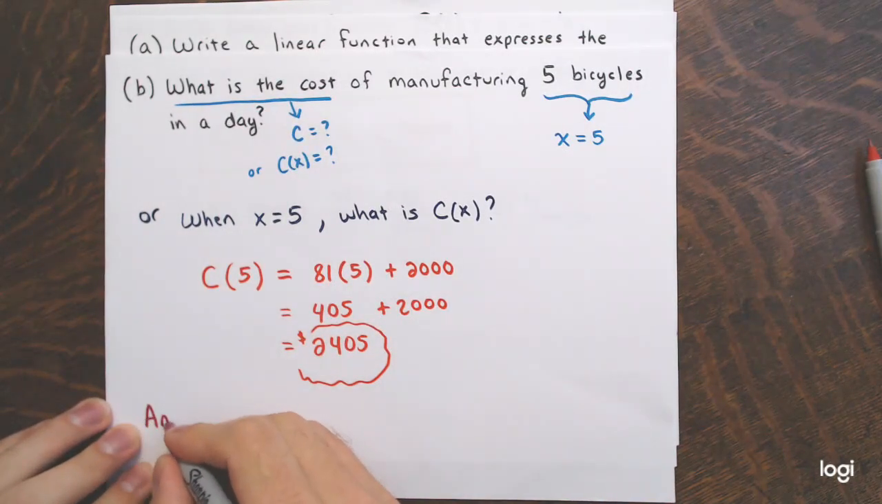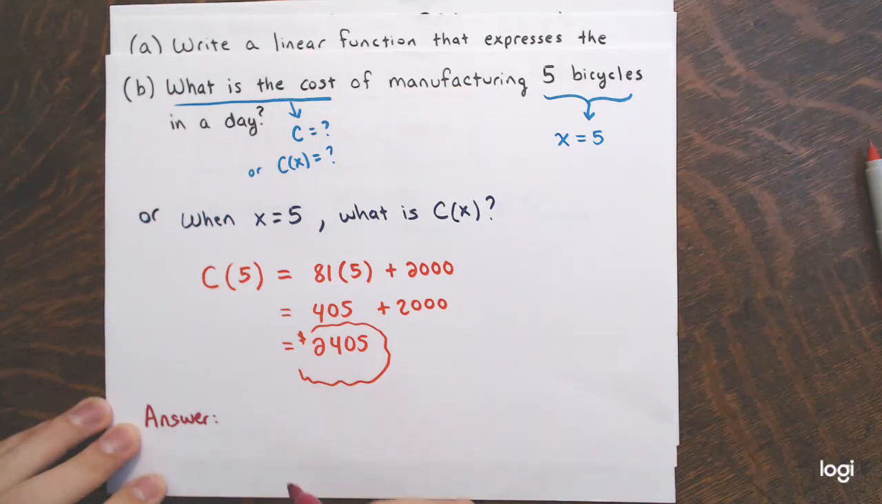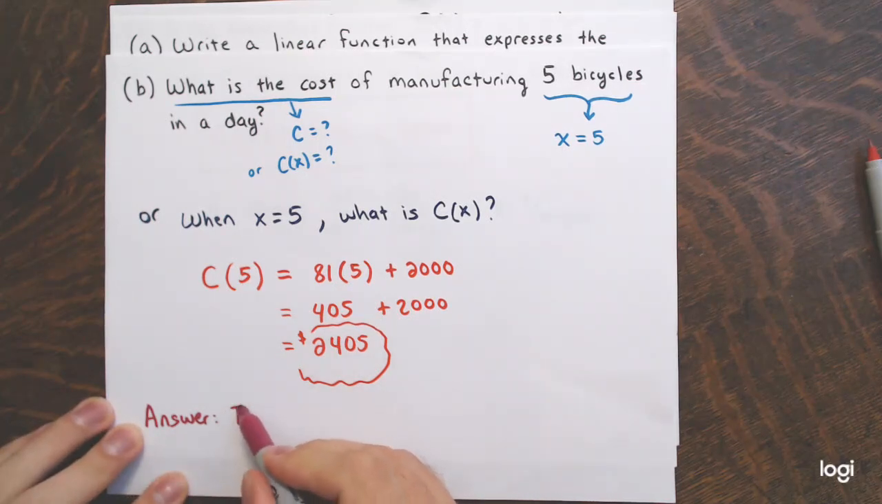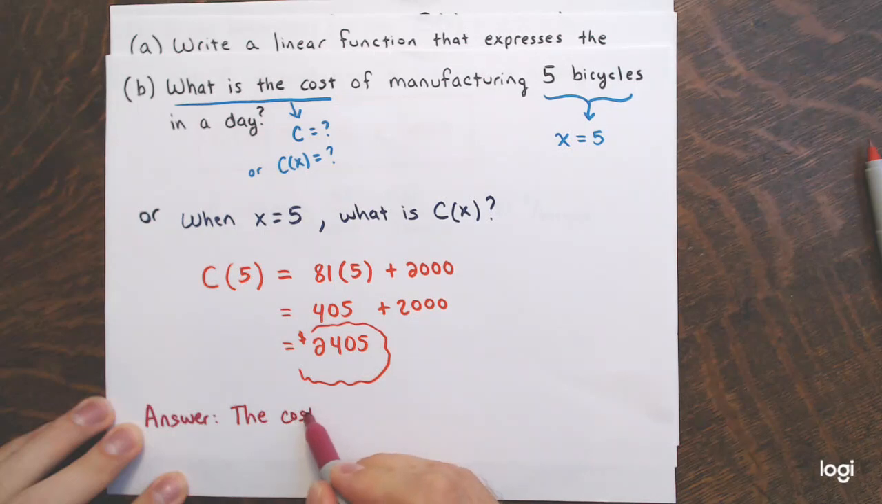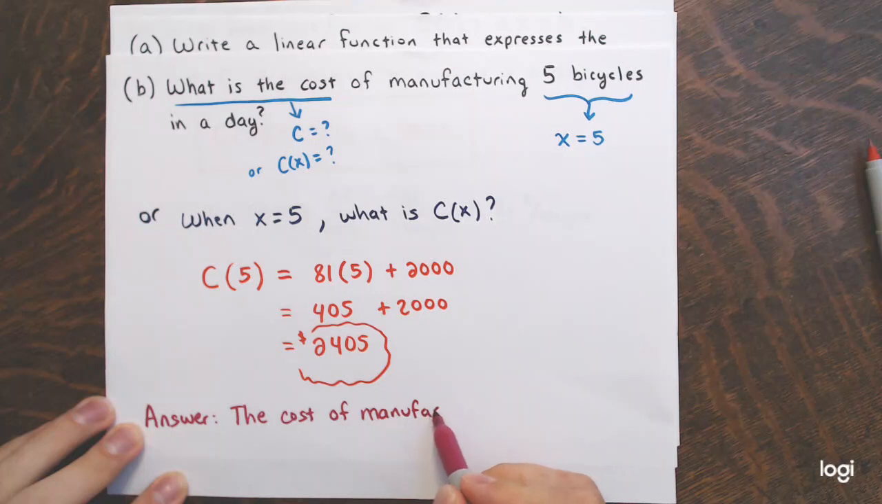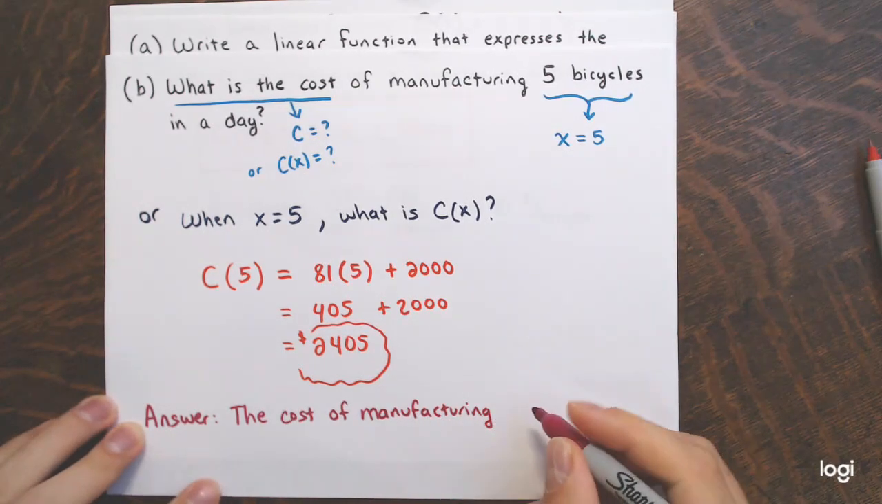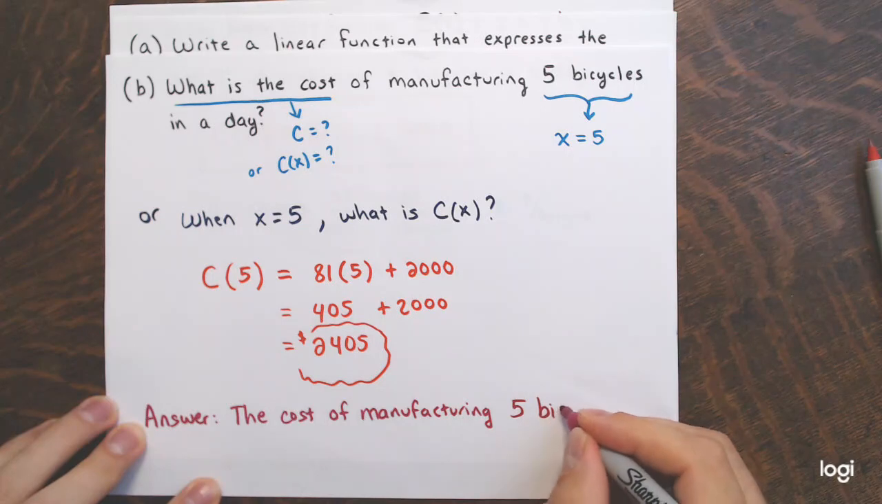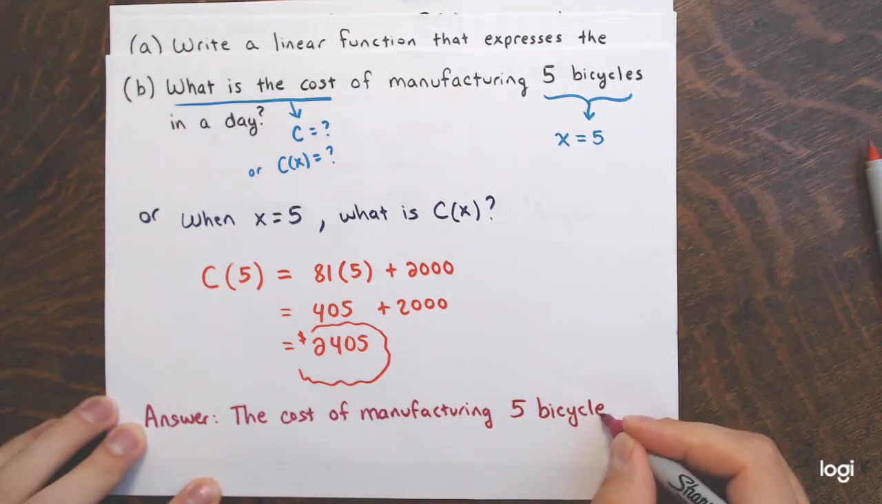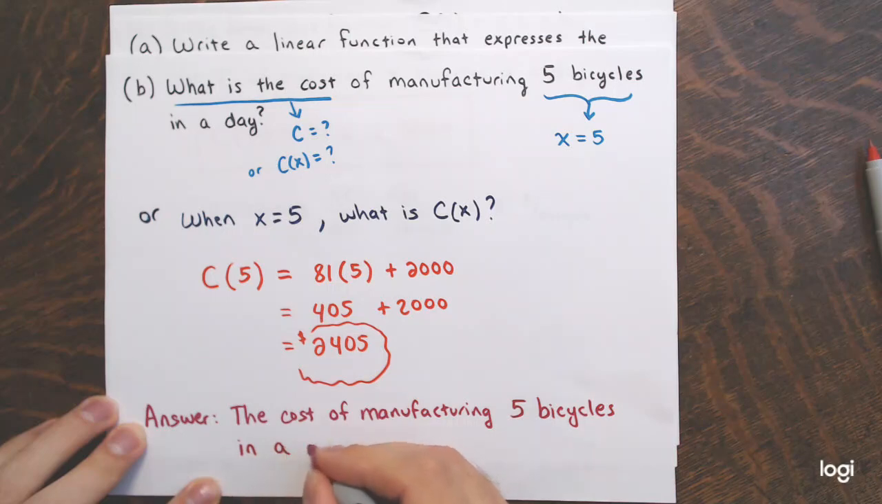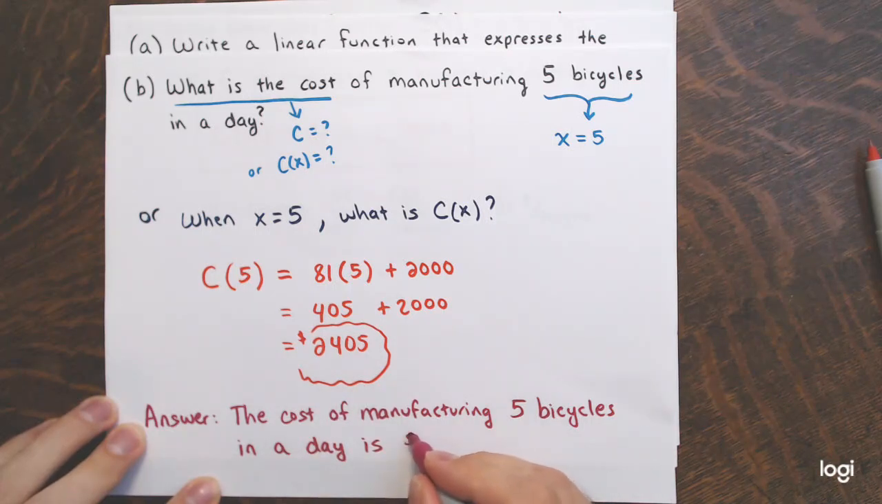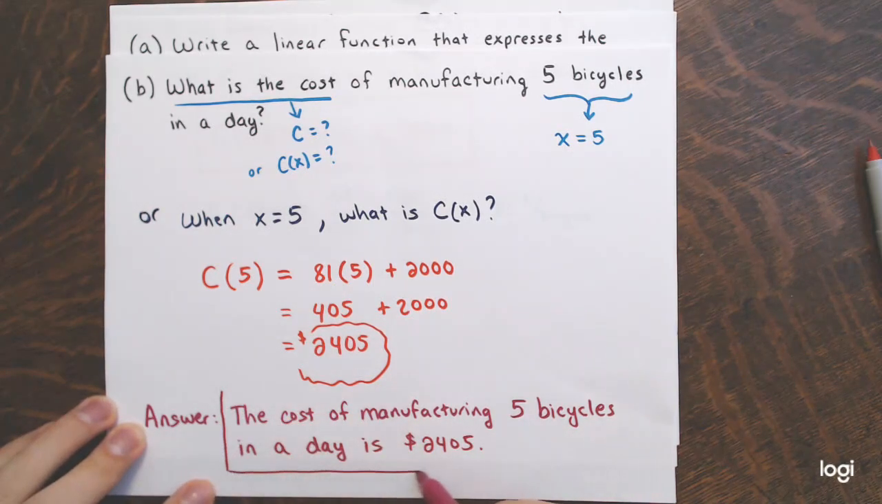is this. So the final answer is a nice full sentence. The cost of manufacturing five bicycles in a day is, as we saw, $2,405. And this is how I would answer the question.